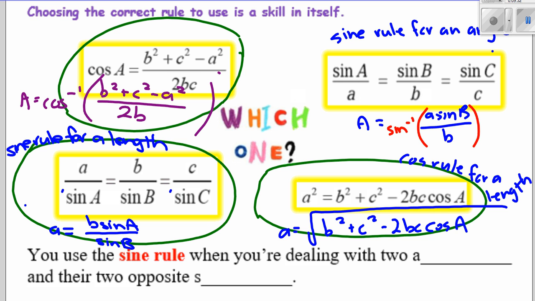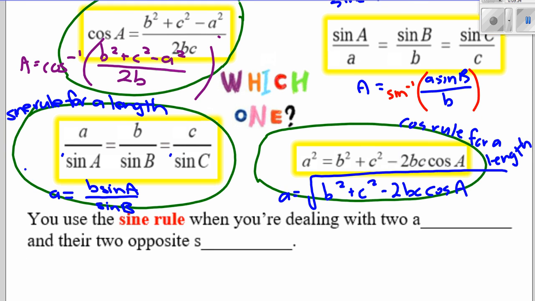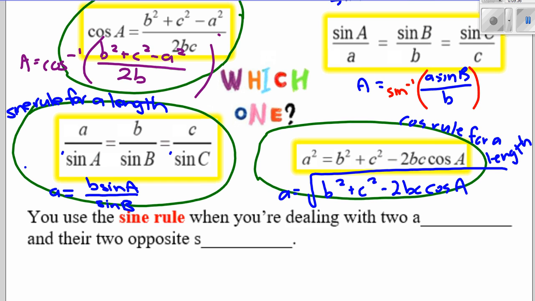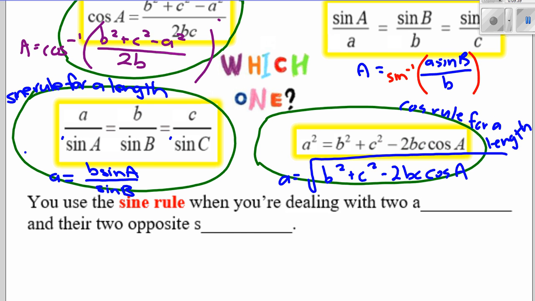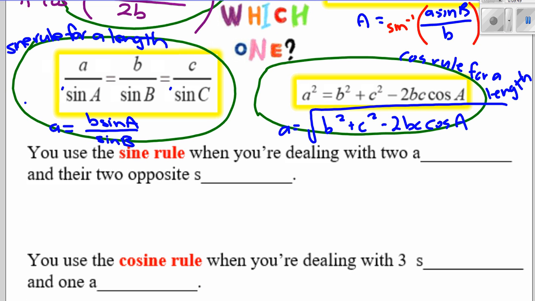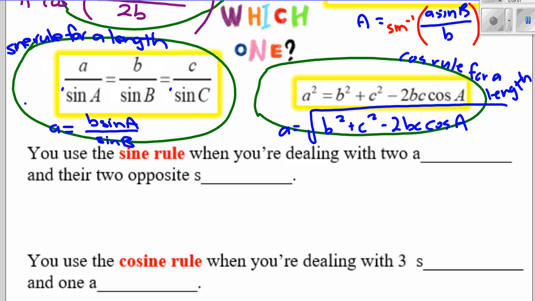Okay, so sine rule for a length. In general, you use the sine rule when you're dealing with two angles and their two opposite sides. It just bothers me because look how the A is not on the line. Let me give you an example of one like that. That would be the sine rule one.